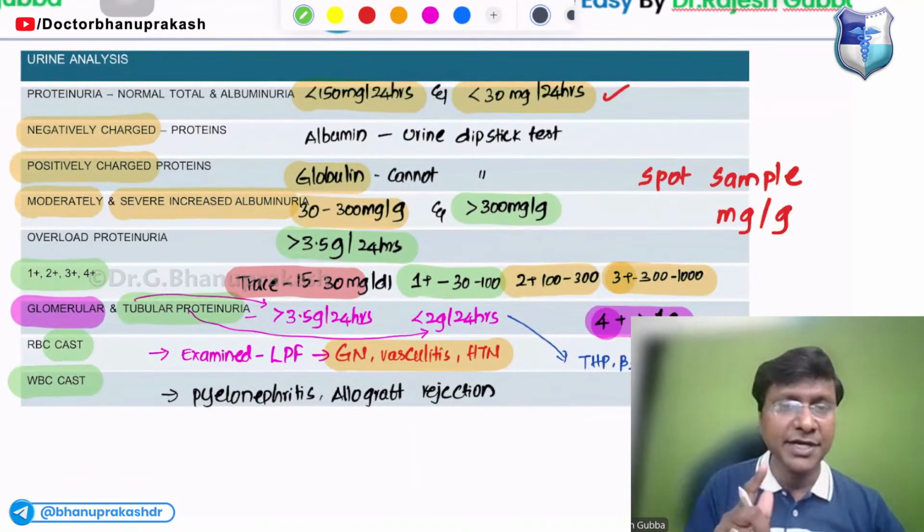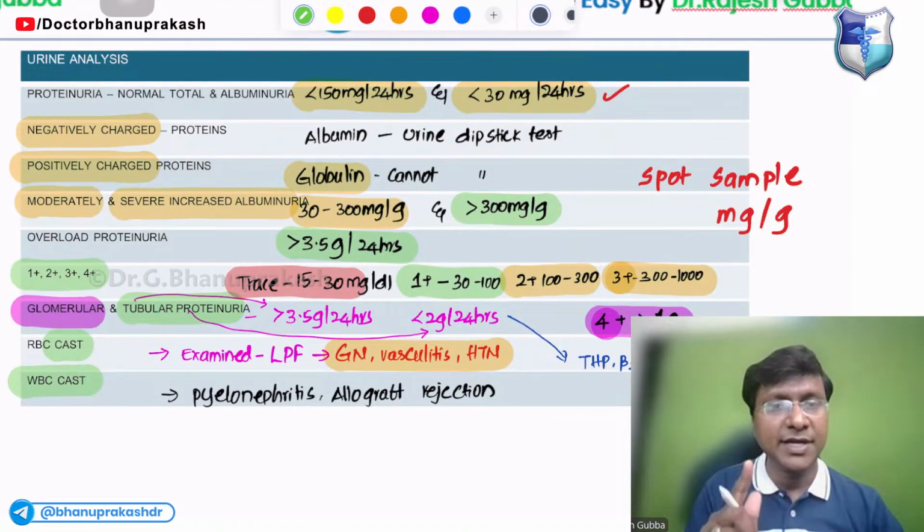Regarding proteinuria, normal total proteinuria is less than 150 milligrams per 24 hours, and normal albuminuria is less than 30 milligrams per 24 hours. The dipstick test will detect only negatively charged proteins, that is albumin. Moderately increased albuminuria is 30 to 300 milligrams per gram of creatinine. Severely increased is more than 300 milligrams per gram of creatinine. You need to be completely aware of 1 plus, 2 plus, 3 plus, and 4 plus. So 1 plus is 30 to 300, 2 plus is 100 to 300, 3 plus is 300 to 1000, and 4 plus is more than 1 gram per deciliter.